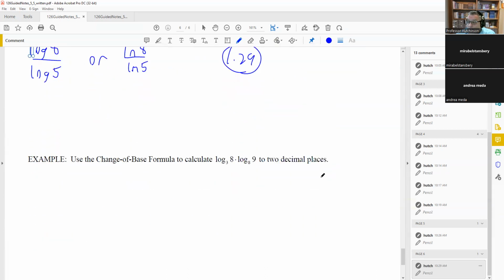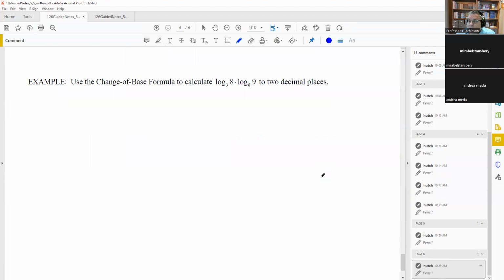Okay, so let's do another one. Now this one we have 2 of these together. Two of them means that we want to do a change of base formula for each one separately.